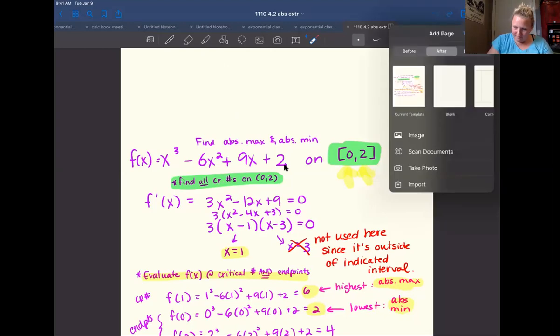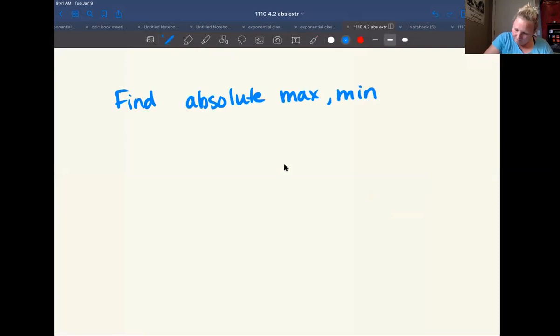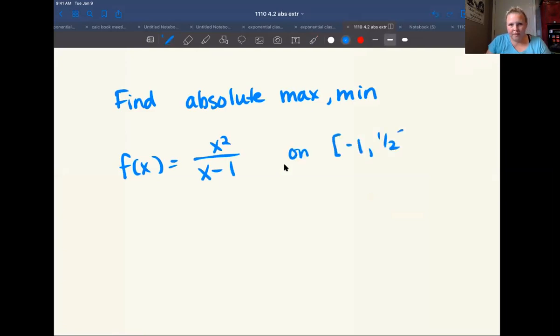And then we can look for examples. I got some piecewise examples because I think those are on your homework too. So if we were doing, find absolute max and min for this function. Let's say we do the function x squared over x minus 1 on the closed interval -1 to 1/2. So this is a rational function. It has a vertical asymptote at 1, even though that's not really important for this interval.